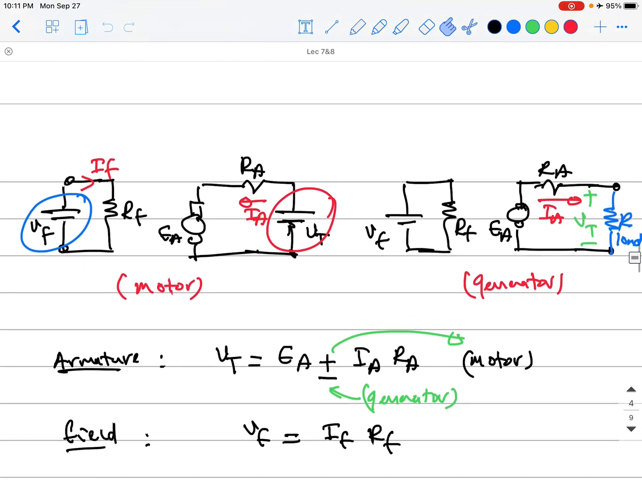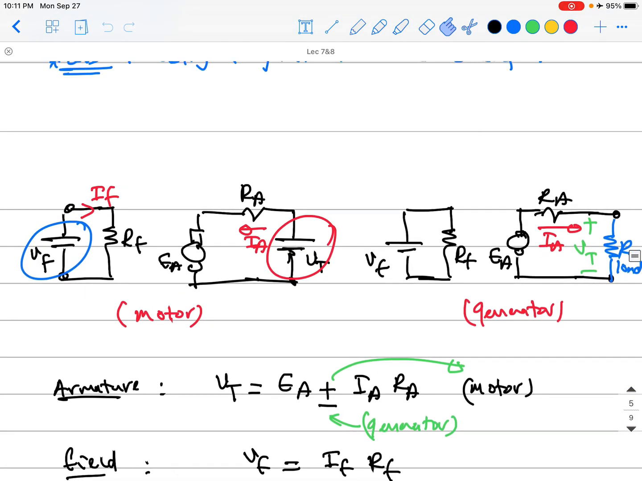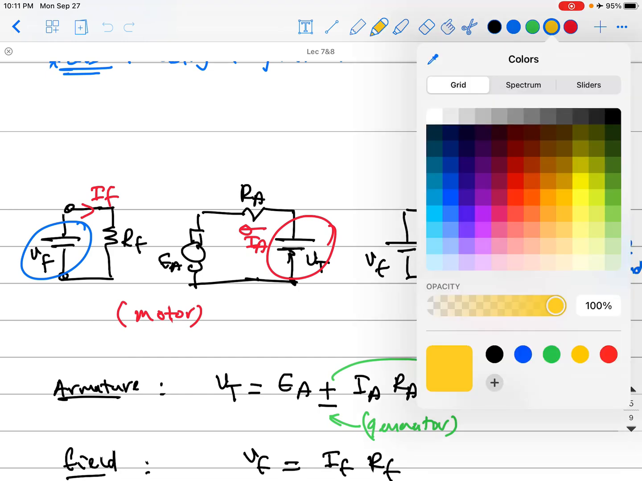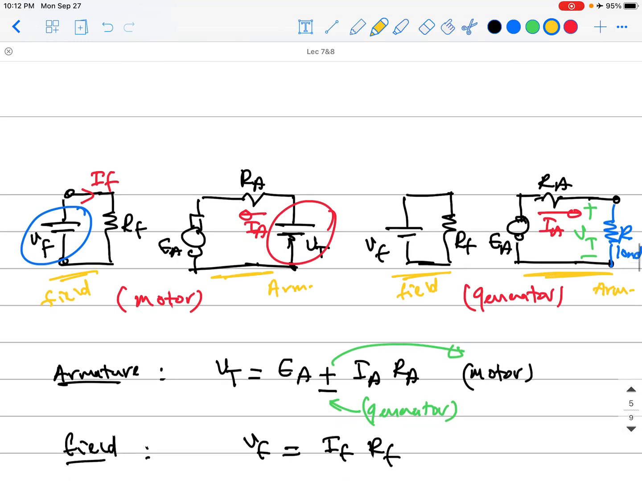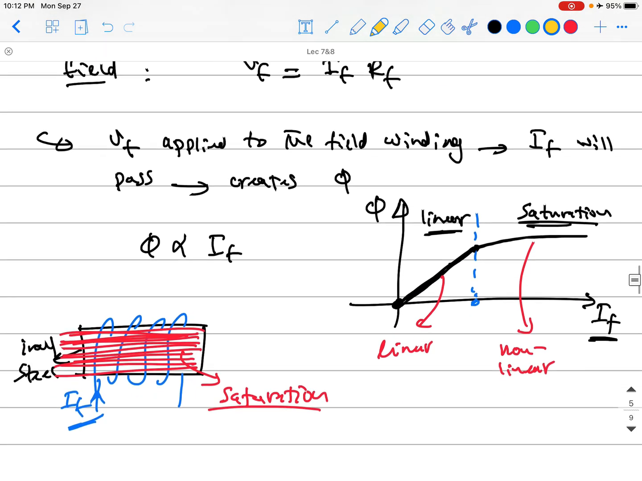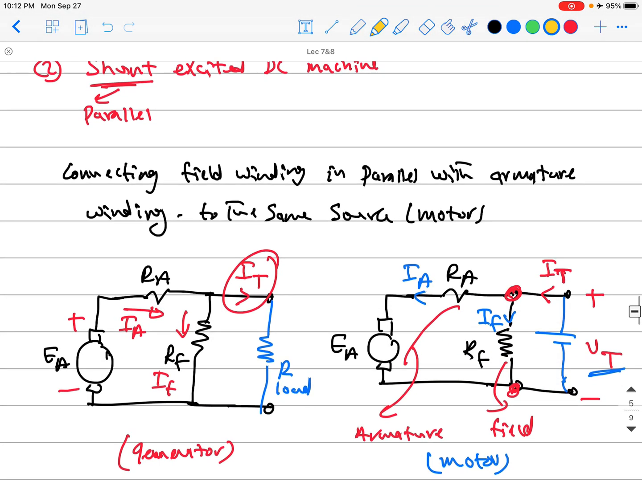So this is the connection you can see here, for a motor or for a generator. You have two separate circuits. This one here is the armature circuit, and this one here is the field circuit. For a generator, the same idea: this is the armature circuit, and this one is the field circuit. So you have two separate circuits because you have two separate sources. That's why it's called a separately excited machine. We already went through all the equations and talked about this.